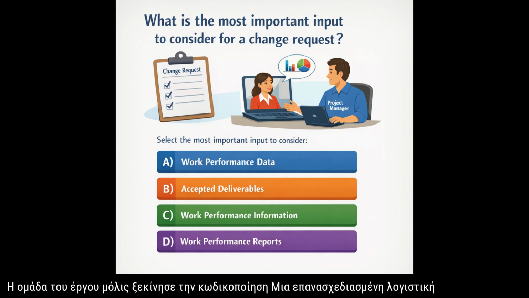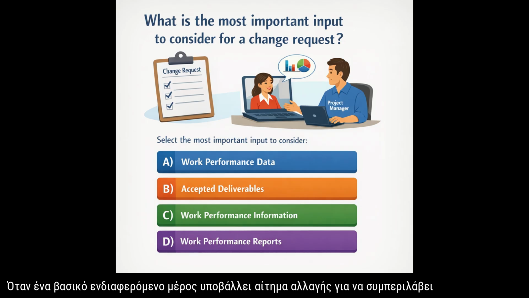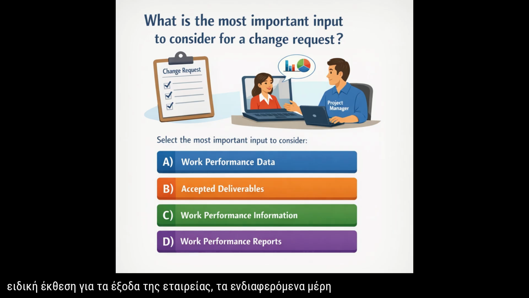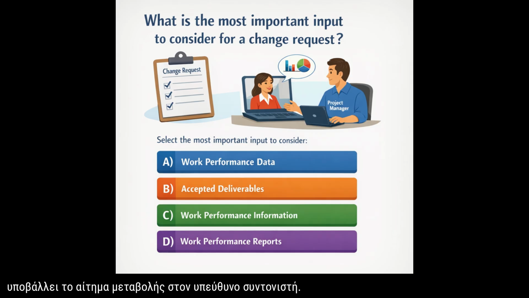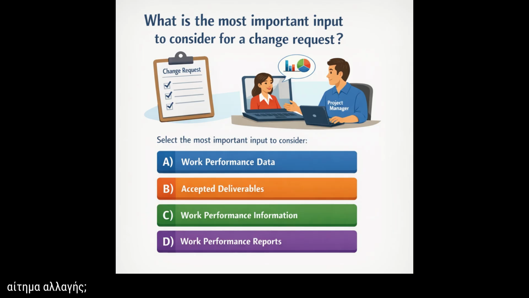The project team has just started coding a redesigned accounting application when a key stakeholder submits a change request to include a specific report on the company's expenses. The stakeholder submits the change request to the project manager. What would be the most important input to consider for this change request? A. Work performance data. B. Accepted deliverables. C. Work performance information.